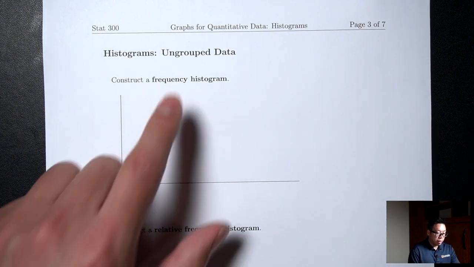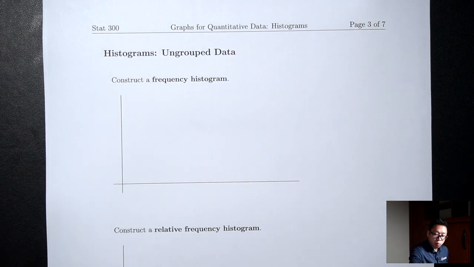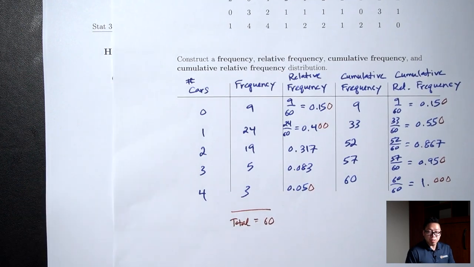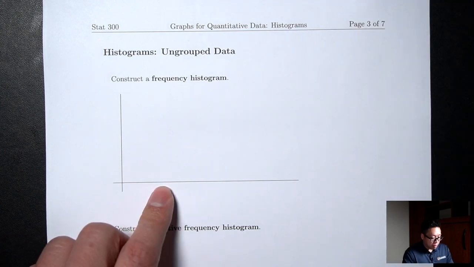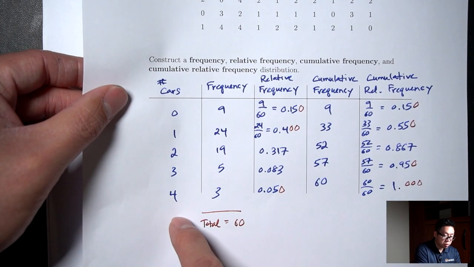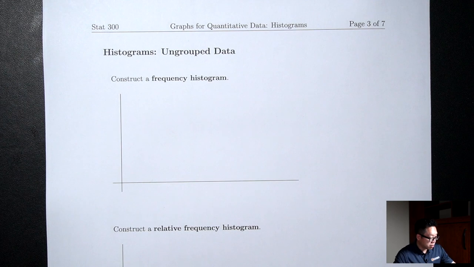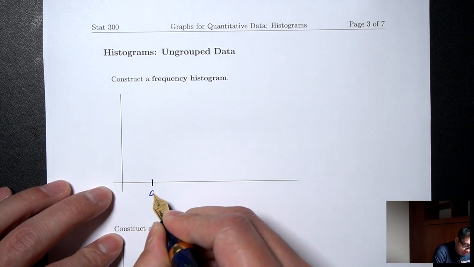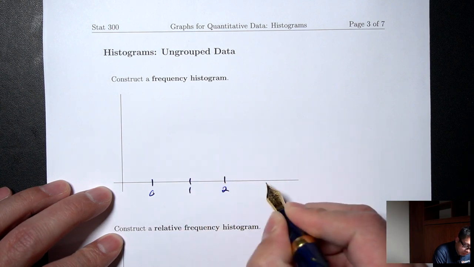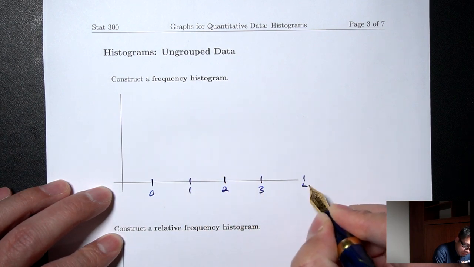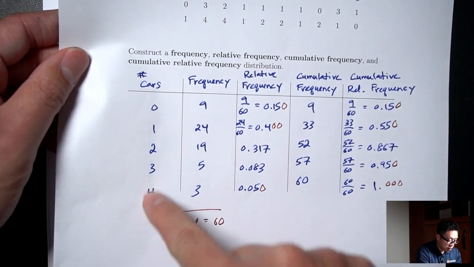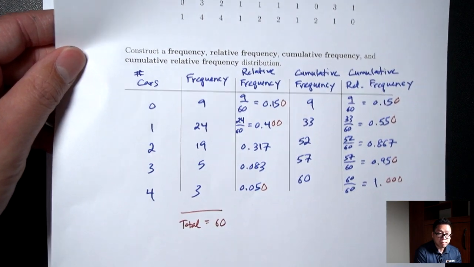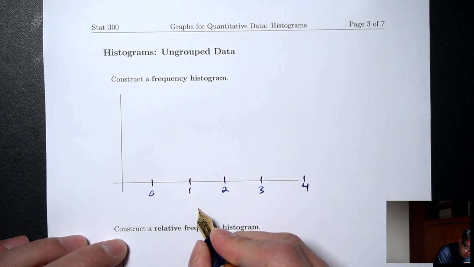So situation one, ungrouped data, is a situation where the possible values are not that many so that you can list them all. Okay, so if you can list them all, we're going to start off by putting all those possible values on the x-axis. So on my x-axis, my possible values are 0, 1, 2, 3, and 4. Okay, and let me title my x-axis. These numbers represent number of cars. So my x-axis is number of cars.